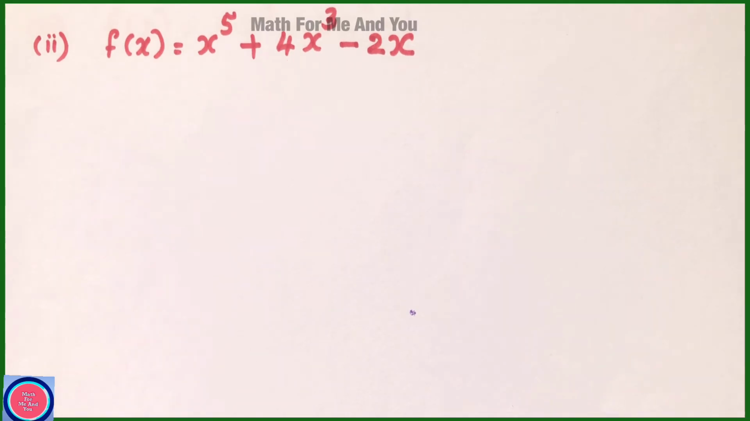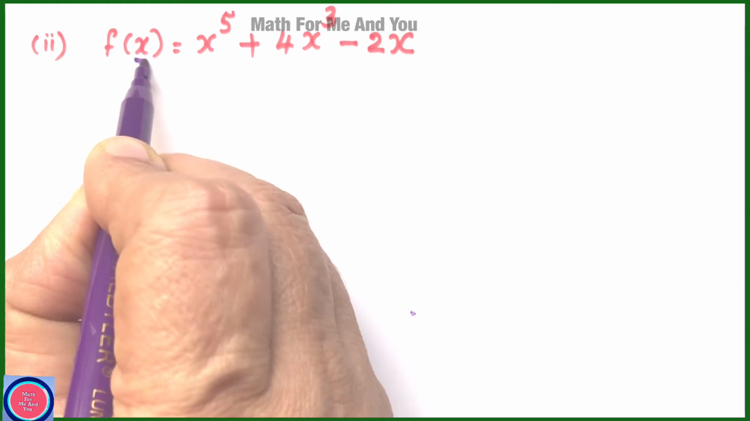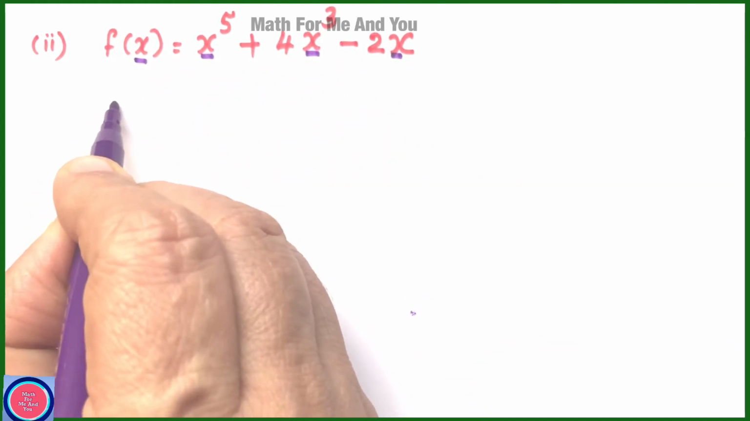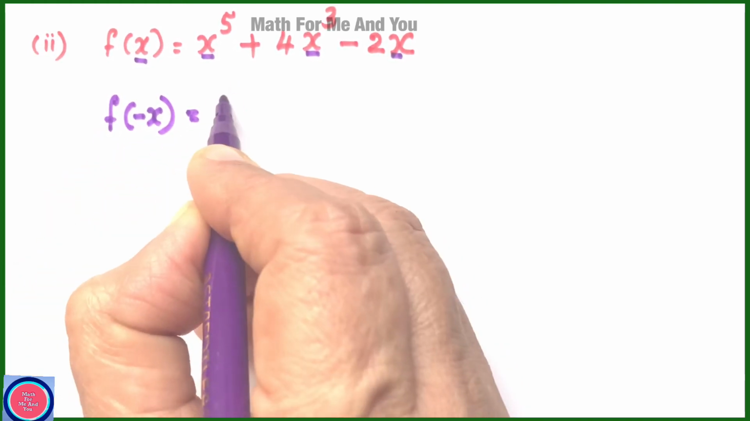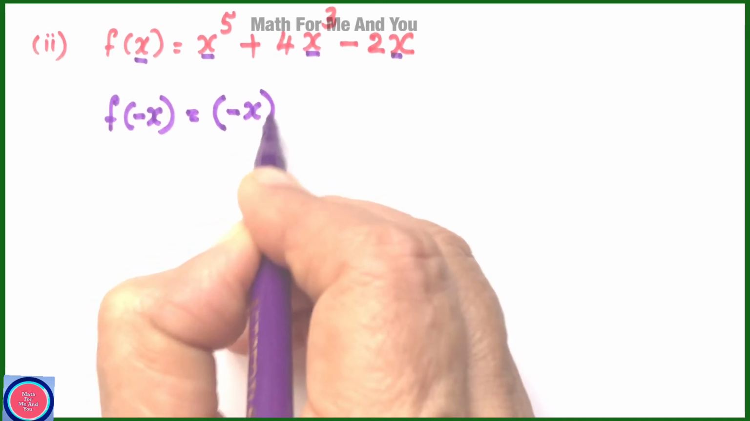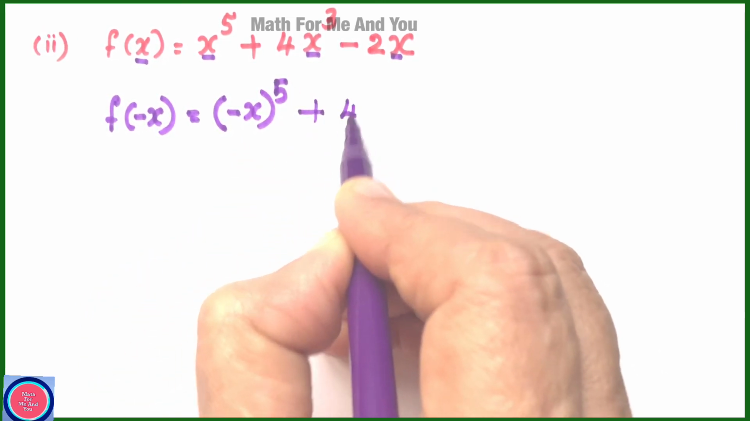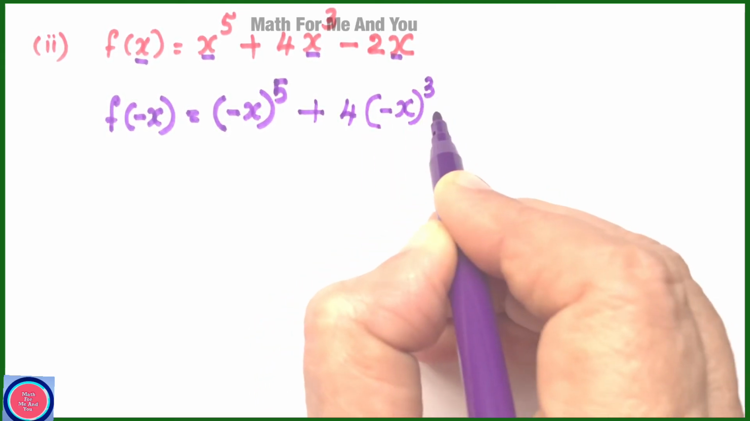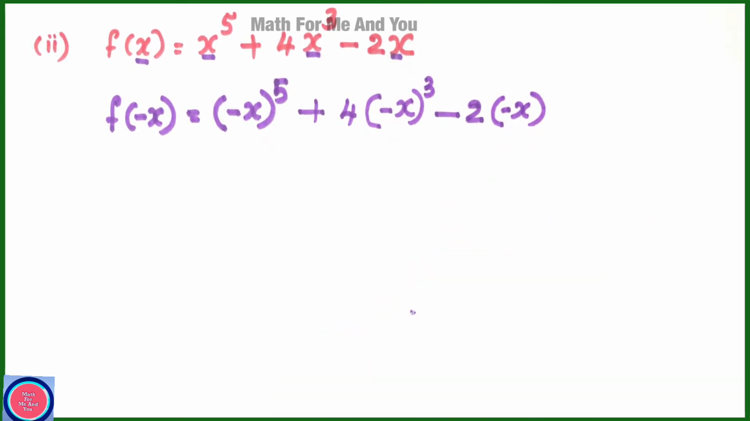Second question. f of x equals x power 5 plus 4x cube minus 2x. We replace every x with minus x, and then we look at what result we get. On the left side, when we change x with minus x, we get f of minus x. On the right side, use a bracket and put minus x in the bracket, then give the power 5, plus 4 times minus x in bracket. What is the power? Yes, power 3, minus 2, then minus x in bracket.